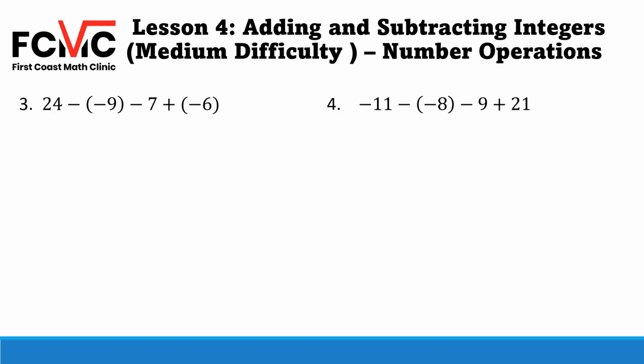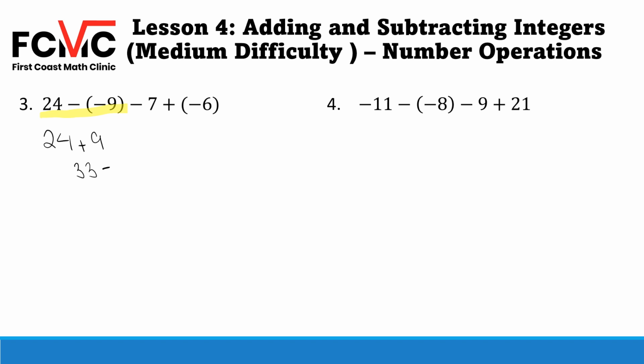All right, so 3 and 4, we've got slightly larger examples. So let's do the same thing, starting from left to right. For number 3, I've got 24 minus negative 9. So I'm going to start with that. So let's use our subtraction rule. We want to keep the 24, change subtraction to addition. The opposite of negative 9 is going to be positive 9. So we've got 24 plus 9 is going to give us 33.